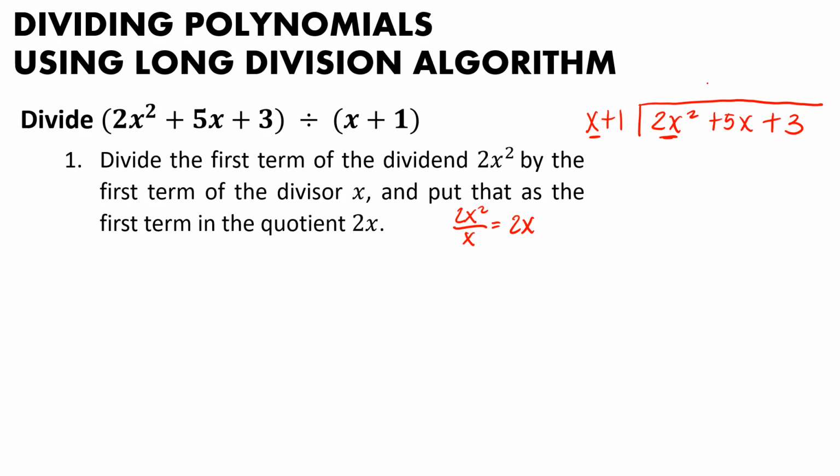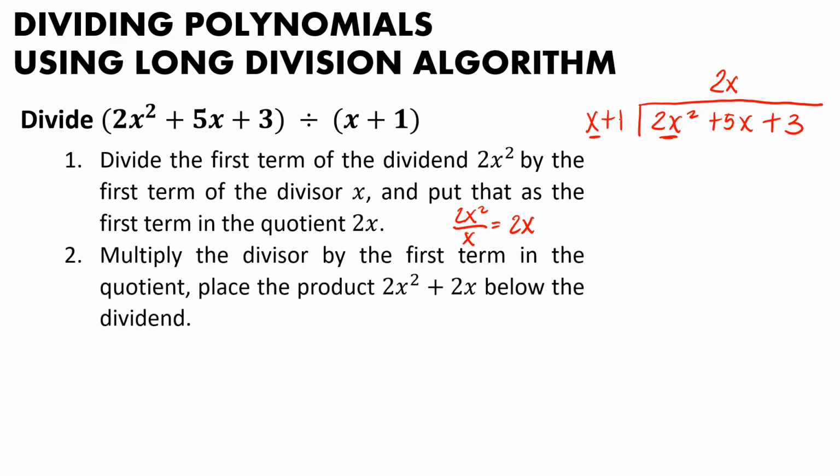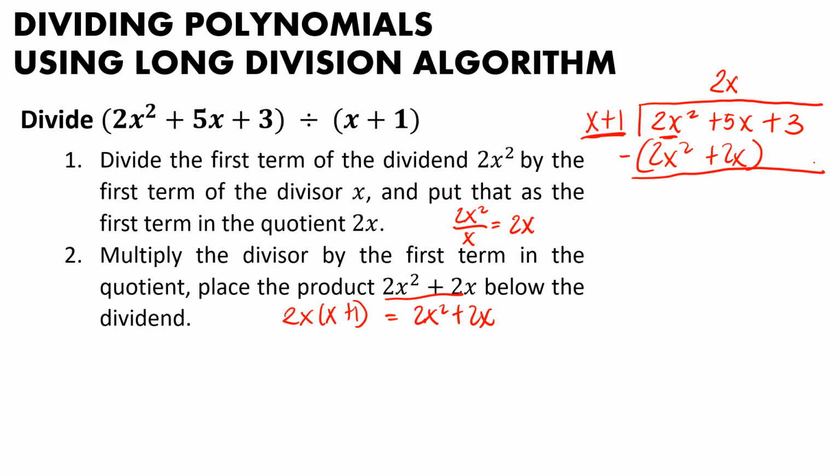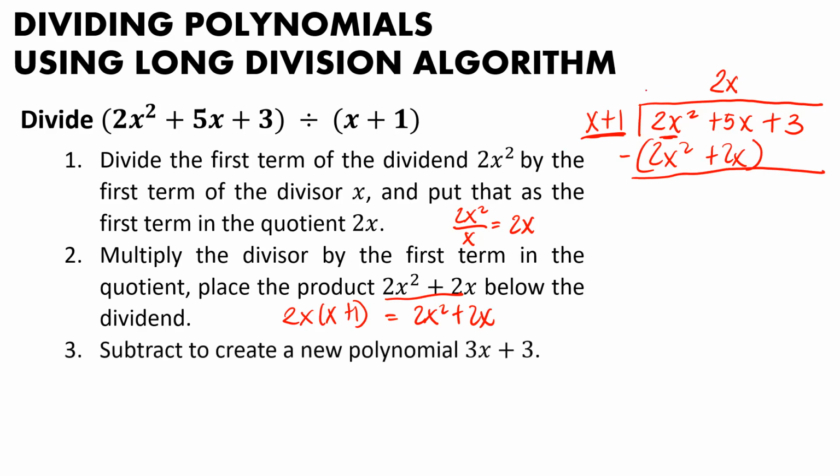Natatandaan natin, bumababa tayo, pwede natin lagay dito 2x. So, 2x, our quotient, ta-times natin ngayon siya sa ating divisor, yung buong divisor natin. So, magiging 2x times x plus 1, ito yung magiging sagot. Magiging 2x squared plus 2x. And this part, yan ang isusubtract natin sa ating polynomial. Okay? So, 2x squared minus 2x squared, cancel na yan. So, 5x minus 2x is 3x, then bring down 3.